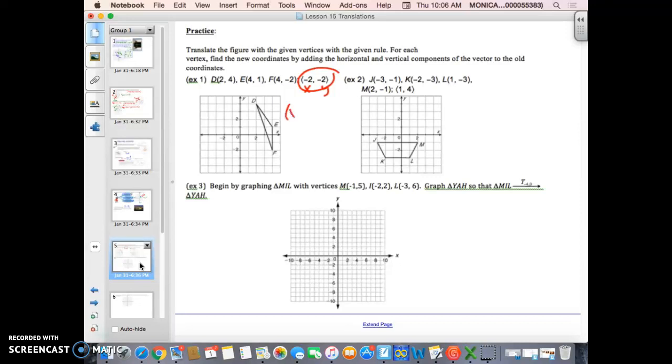Another way is we'll say x comma y. This is called arrow notation. We'll say x comma y, and we'll put an arrow, and then we'll say x minus 2, y minus 2. And then the third way is we'll put a big T, and we'll say -2, -2.